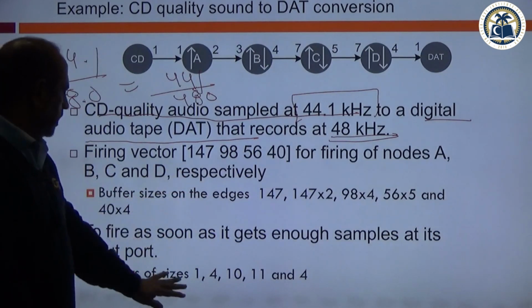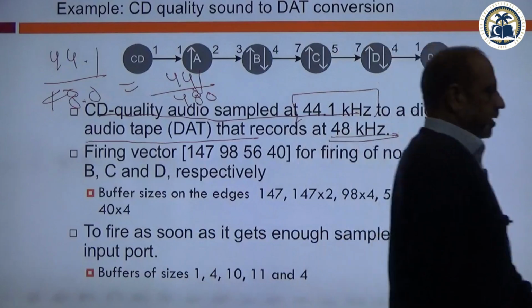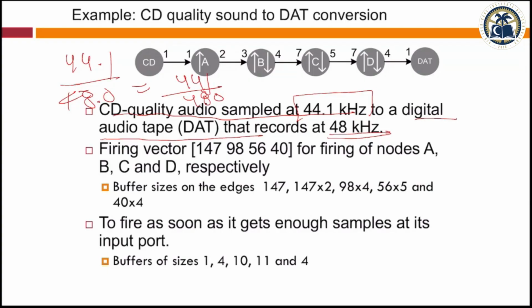So what you are getting here is the architecture that you are going to design. This is a block, this is a block, this is a block, this is a block. Every sample it fires, it generates 2, but this cannot fire because this requires 3 samples. So you fire it once, and then you fire it again, you get 4 samples.